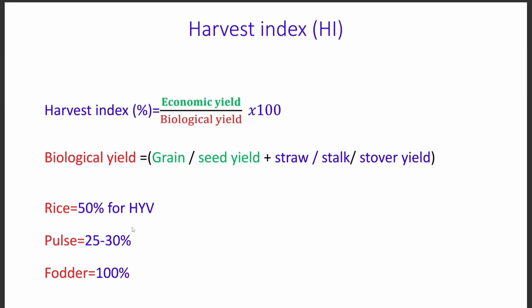For rice, it could be 50%. Mainly the high yielding variety of rice can give a harvest index of 50%. After that, we have pulses that could give around 25 to 30% harvest index. And lastly, the fodder. Fodder can give 100% harvest index, because the economic yield equals the biological yield. Means all the vegetative parts, that is stalk, stover, all the things present in the fodder can be used as economic produce. So the harvest index becomes 100 by 100 into 100, which is just 100%.